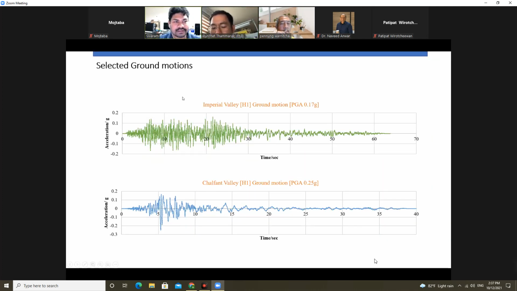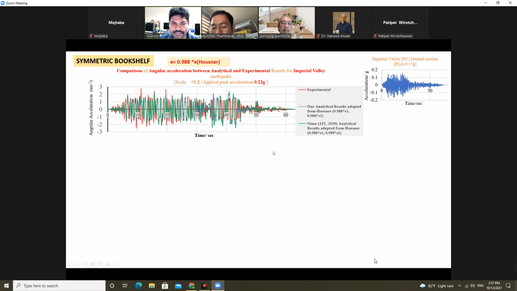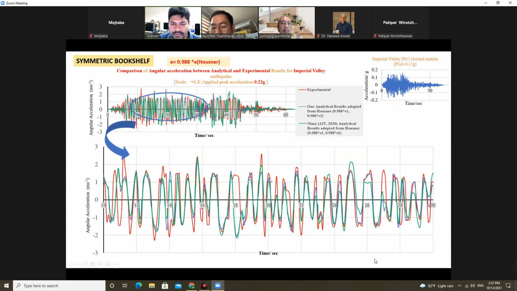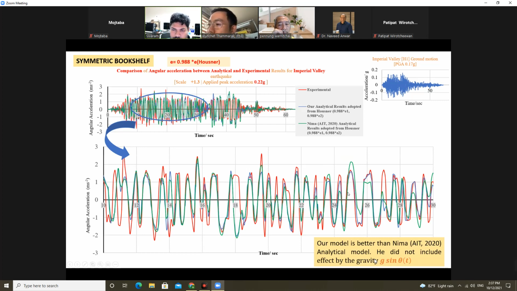And these are the two selected ground motions just to show the comparison. This one is for the symmetrical bookshelf when excited by Imperial Valley. Here the red one is our experimental result, the blue one is our analytical model, and the green one is the senior's numerical model without considering the effect of G sin theta. So we can predict a little bit better than him because we include the G sin theta. Here we can see the red one and the blue one match a little bit better than his.